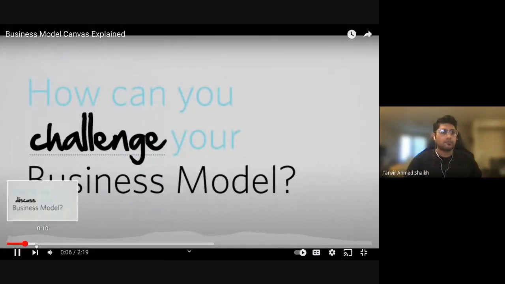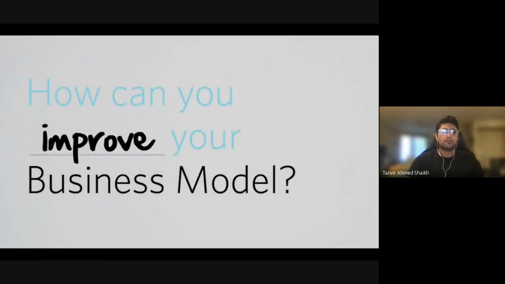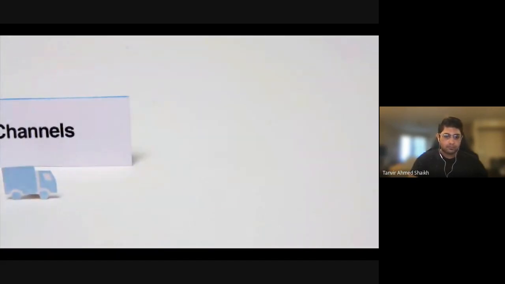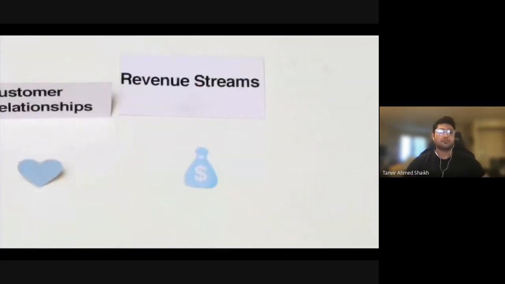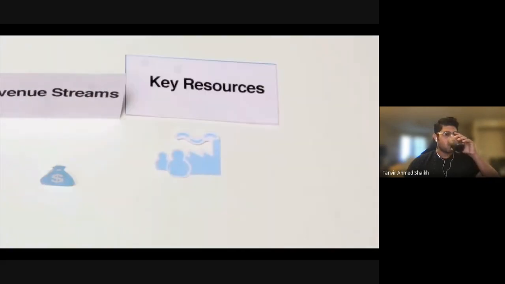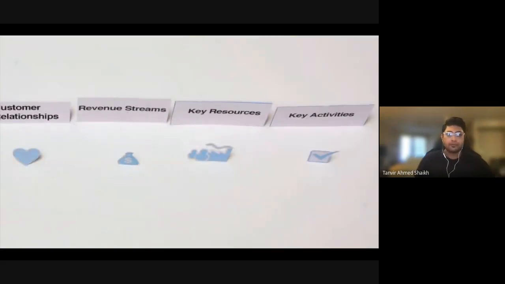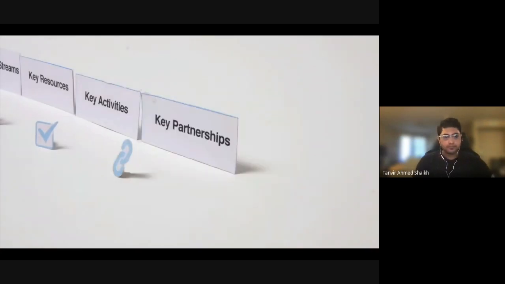An organization's business model can be described with 9 basic building blocks: your customer segments, your value proposition for each segment, the channels to reach customers, customer relationships you establish, the revenue streams you generate, the key resources and key activities you require to create value, the key partners, and the cost structure of the business model.